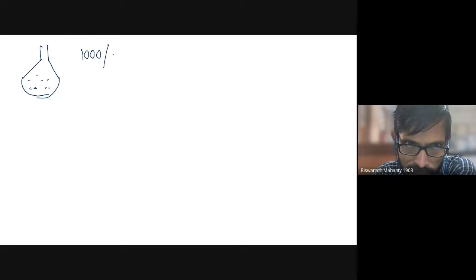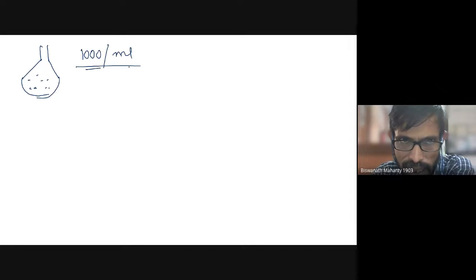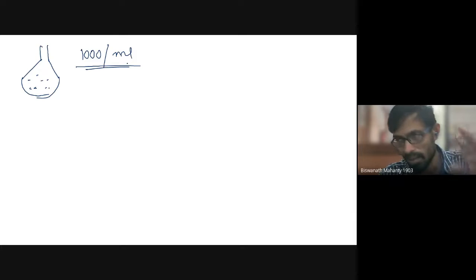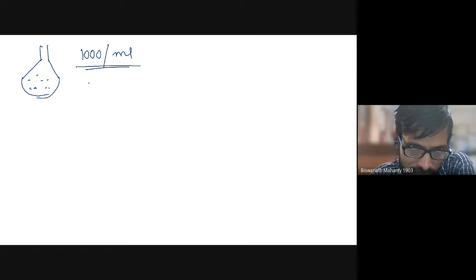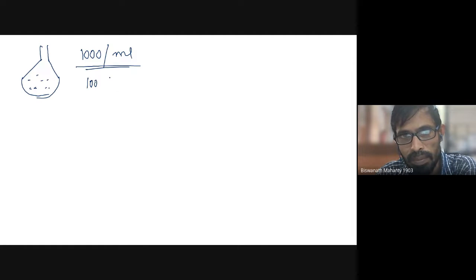For example, I am having initially 1000 bacteria per ml. After, so it is being killed, right? So for example, after 1 minute, I am having some 100, for example. So this is at time equal to 0. This is time equal to 1.